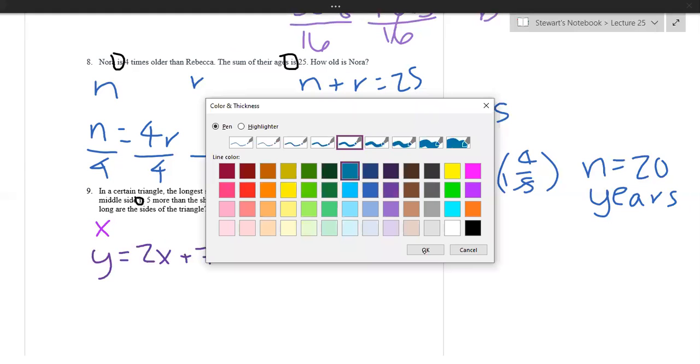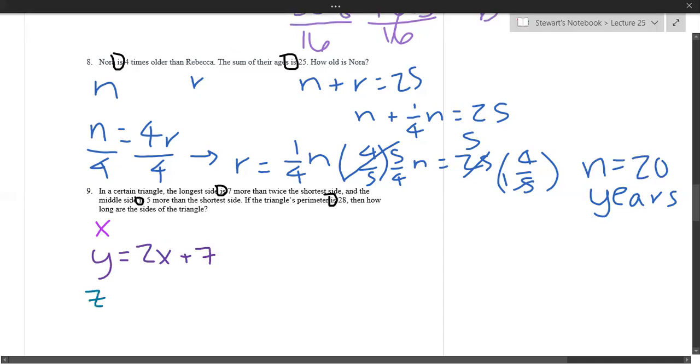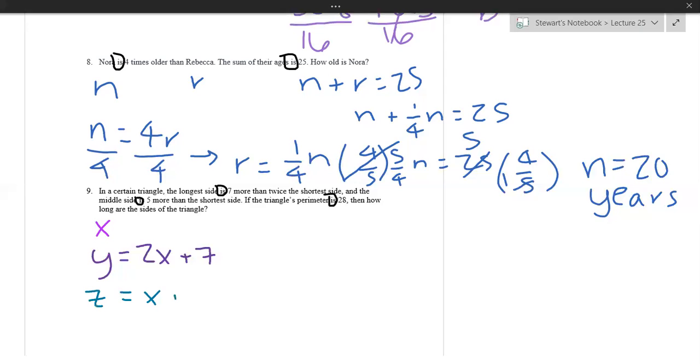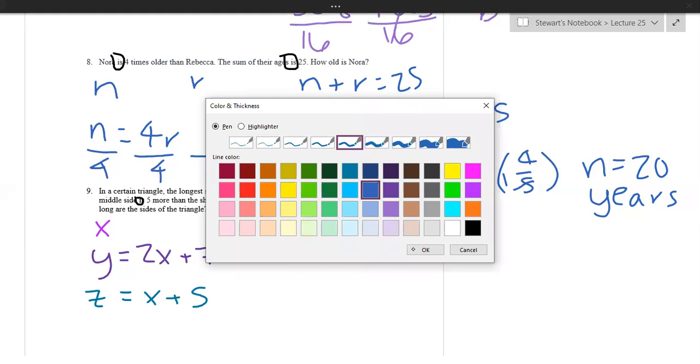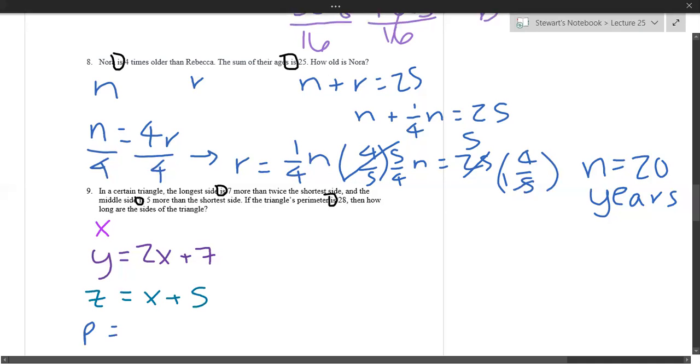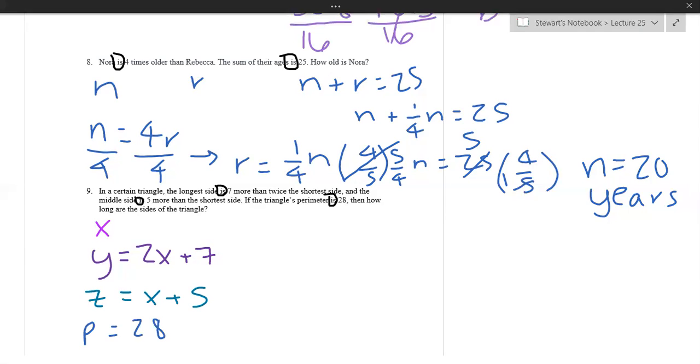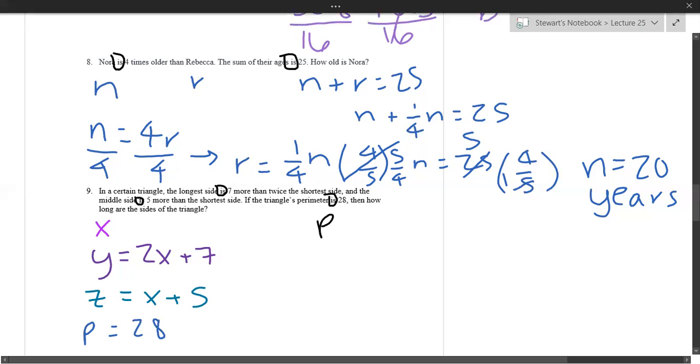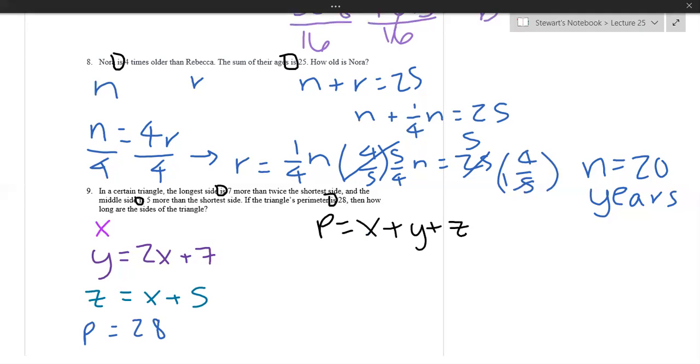And it says the middle side, which we can call z, is 5 more than the shortest side. So that'd be taking the shortest side and adding 5. And then it says the perimeter is equal to 28, or 28 units. Well, we know that the perimeter of a triangle is just the sum of the sides. Same with the perimeter of any shape. It's just the sum of the lengths of the sides.